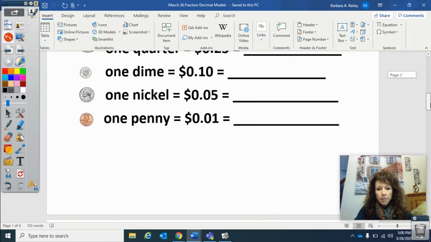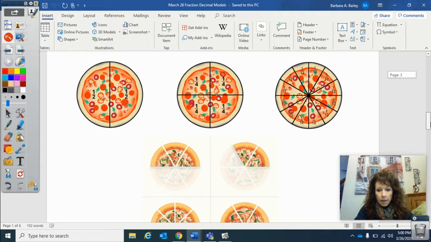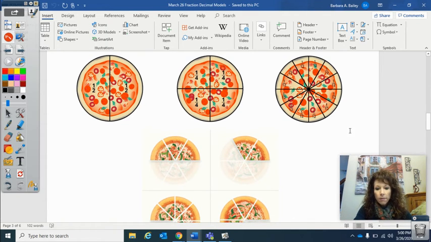I'm going to go past the money for a minute and go to fractions. And we've done fractions in the past, but I just wanted to review, because fractions and decimals are related, and that's why we're talking about equivalent fractions and decimals. For every fraction, I can write an equivalent decimal, and for every decimal, I can write an equivalent fraction.